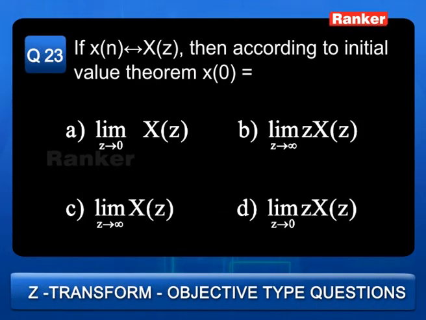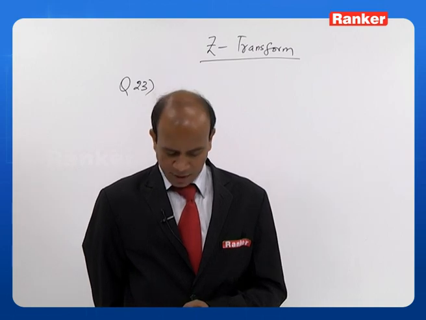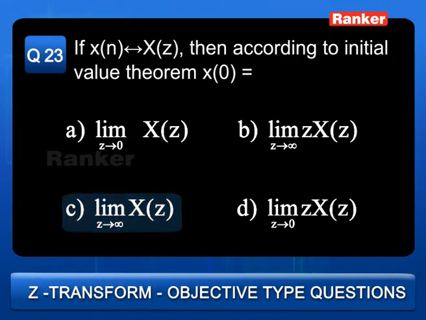Let us see question number 23. If x of n has a Z transform x of z, then according to the initial value theorem, x of 0 is equal to what? A, limit z tends to 0 x of z; B, limit z tends to infinity z of x of z; C, limit z tends to infinity x of z; or D, limit z tends to 0 z of x of z. If you remember the initial value theorem studied earlier, then we will know that the answer is C, where limit z tends to infinity x of z is the answer.